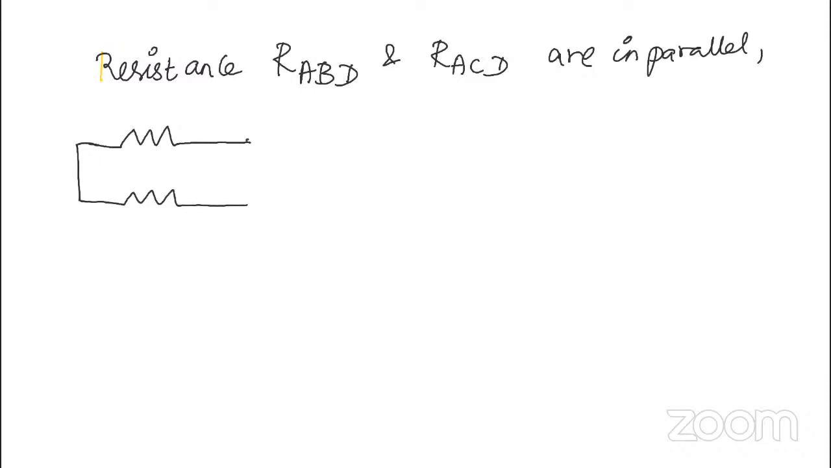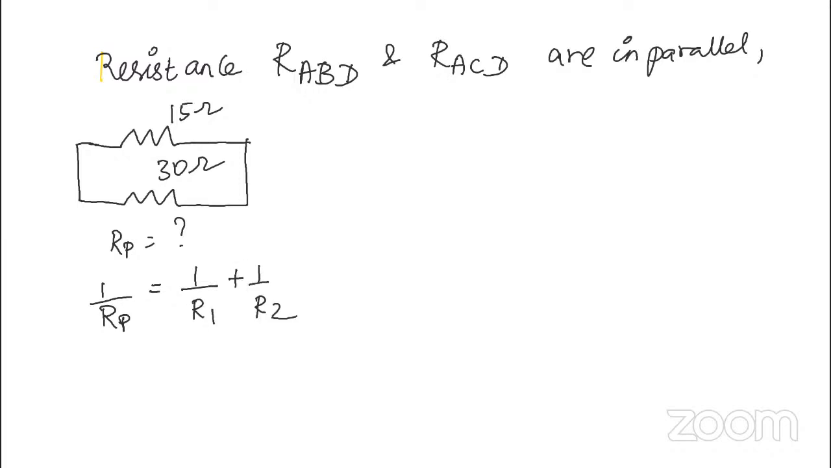So directly substitute the value of 15 ohm and 30 ohm. Okay, now we are finding the RP value. So what is the formula for RP? For parallel connections, it is 1 by R1 plus 1 by R2. Here two resistances only, so we have to stop here. That is 1 by R1 plus 1 by R2.